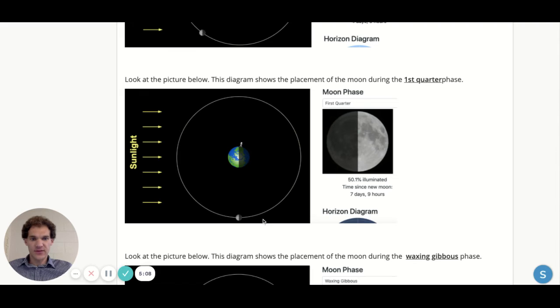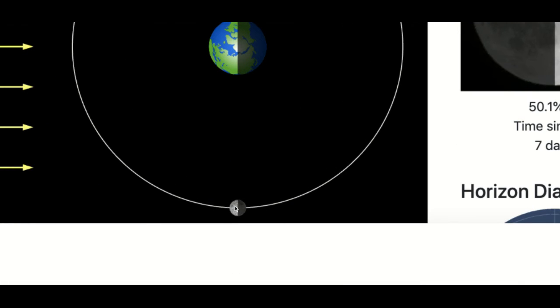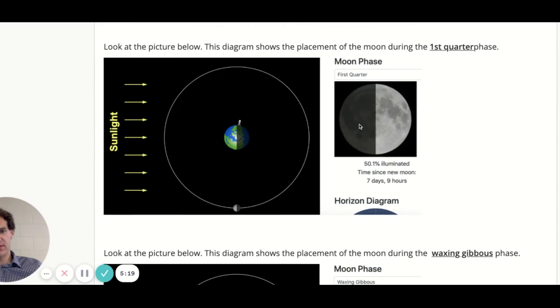We're down here. Next phase is the first quarter phase. We can see half of the illuminated portion of the moon. If you look here, it is the right half. First quarter is always the right half.